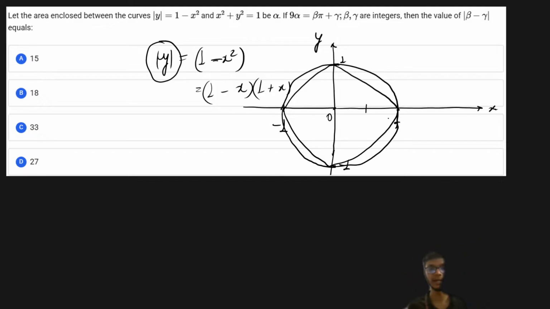Now once I am able to predict the graph of the function, it is said that we need the area enclosed in between these two graphs. The circle is our curve 2, and this is our curve 1. The area enclosed between these two curves is this particular part, which I am shading over here. Since the area is very symmetric about the 4 quadrants, if I find only this part and multiply it by 4, I will get the entire area.